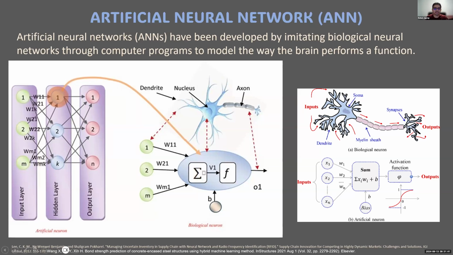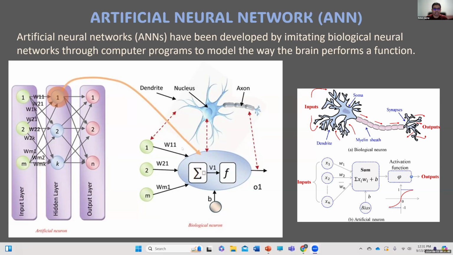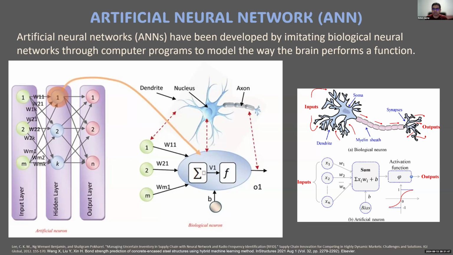So this is how artificial intelligence compares with human neurons. Basically, input, hidden, and output layers are divided just like our neurons are. There is input from dendrites, there is a myelin sheath, and there is output, and there are synapses. So it's a similar model in the case of neural networks.